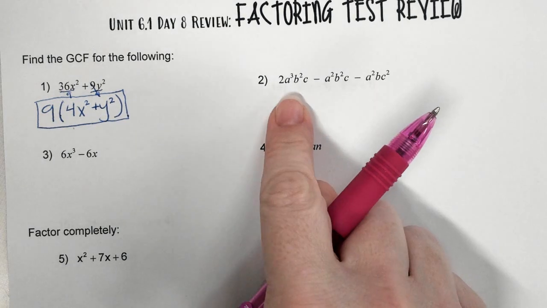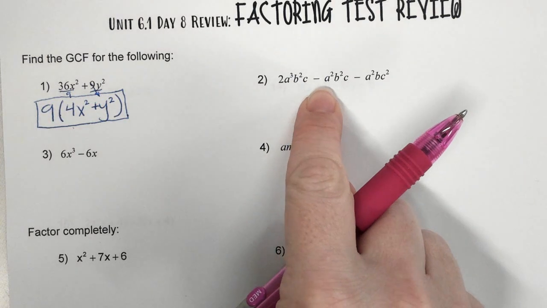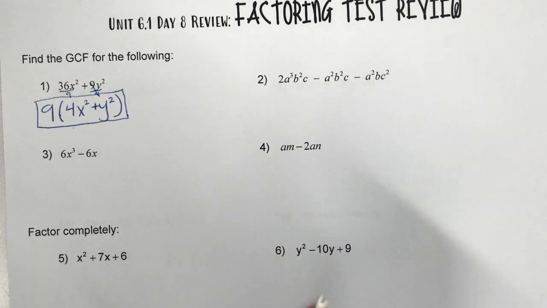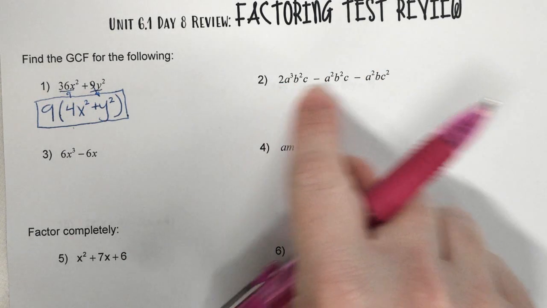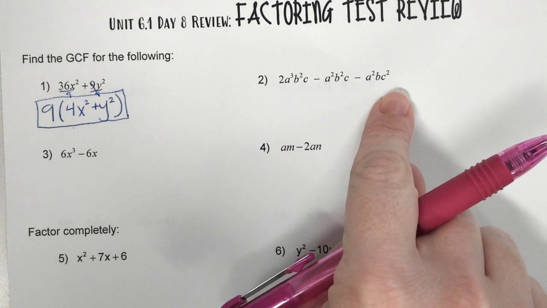So now let's look at number 2. So this has a coefficient of 2. This has a coefficient of, I would say nothing, but it's technically 1 and 1. So I can take out a 1 or I can take out no number. Okay, now I'm going to look at my letters. They all have A's, B's, and C's. So I need to figure out how many I can take.